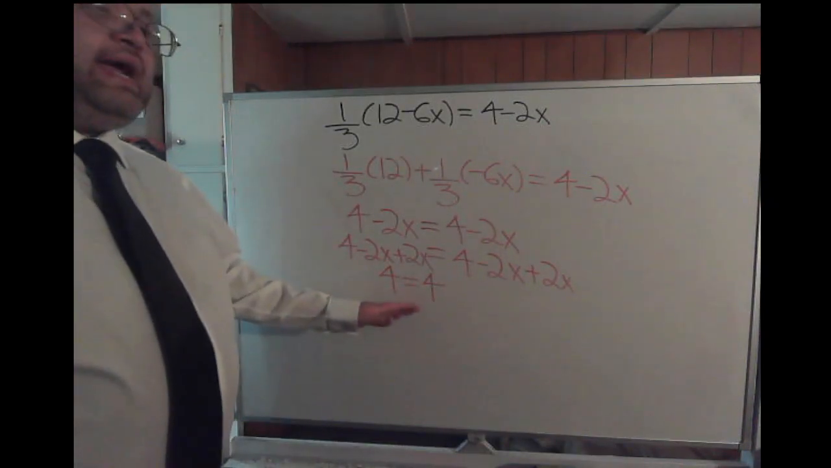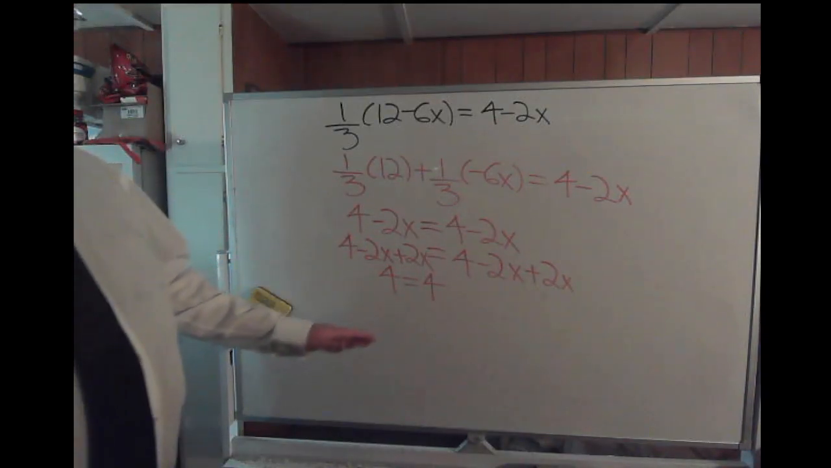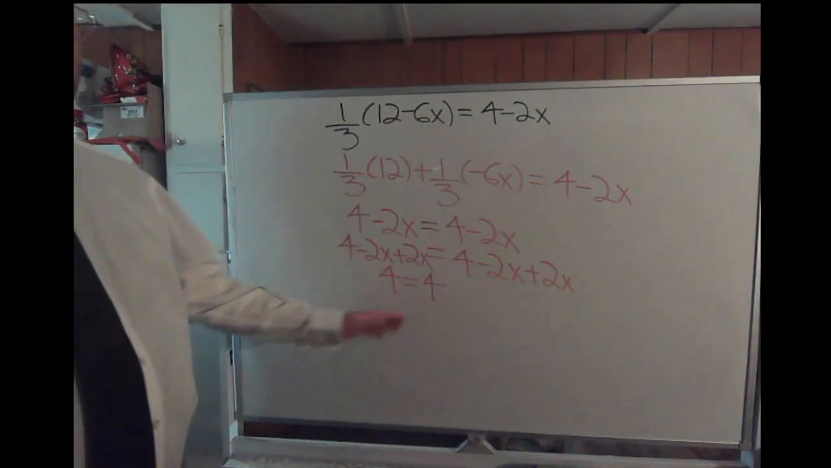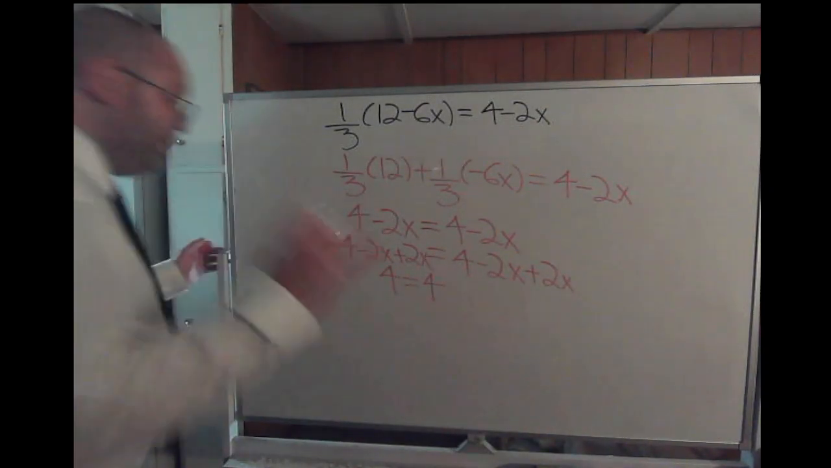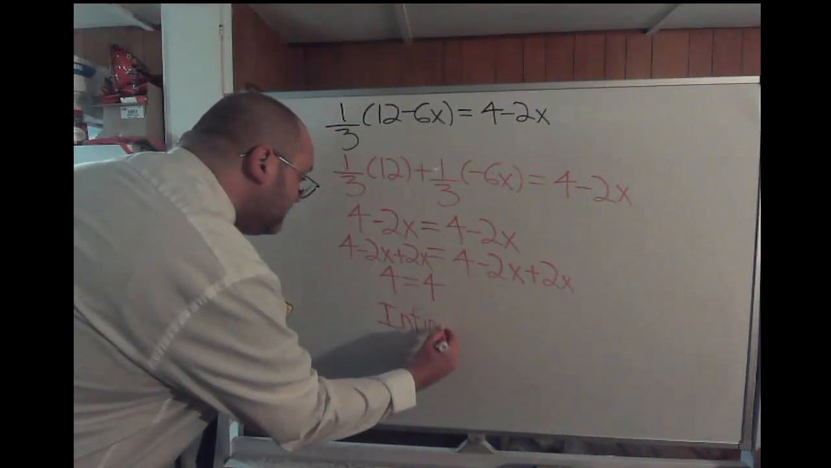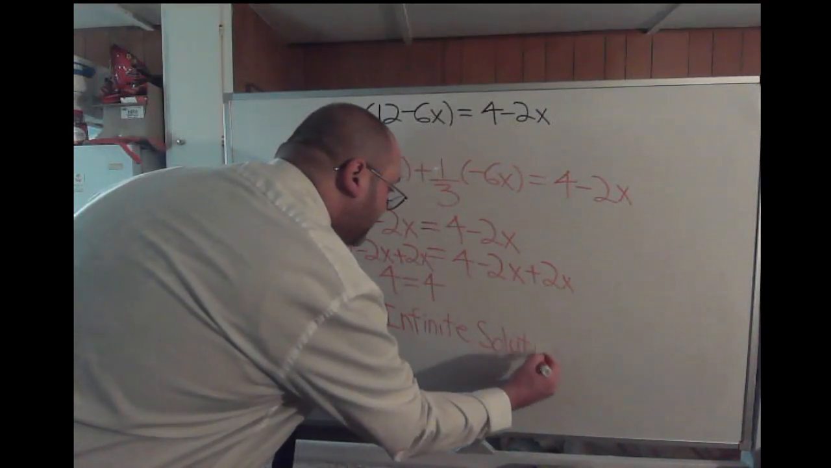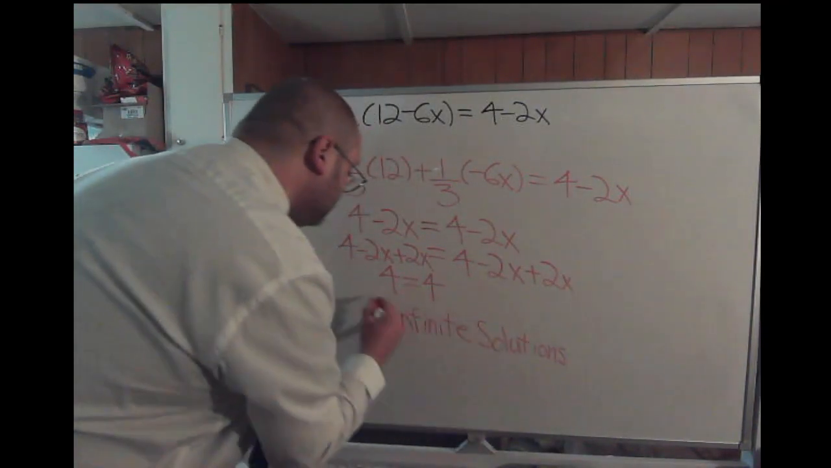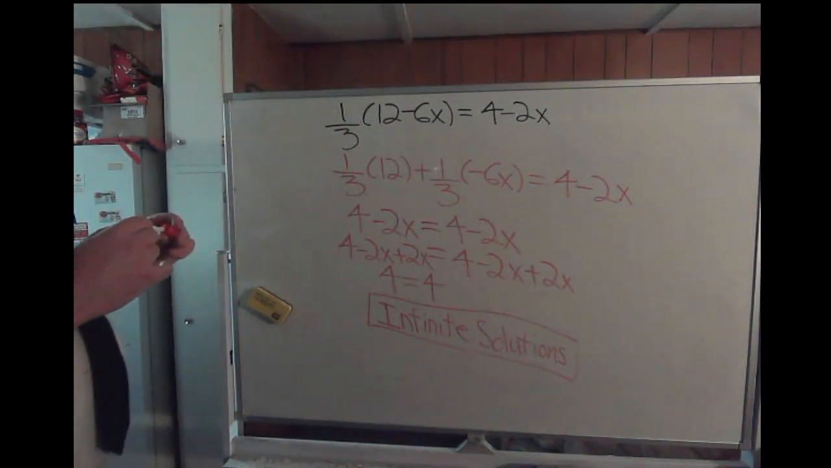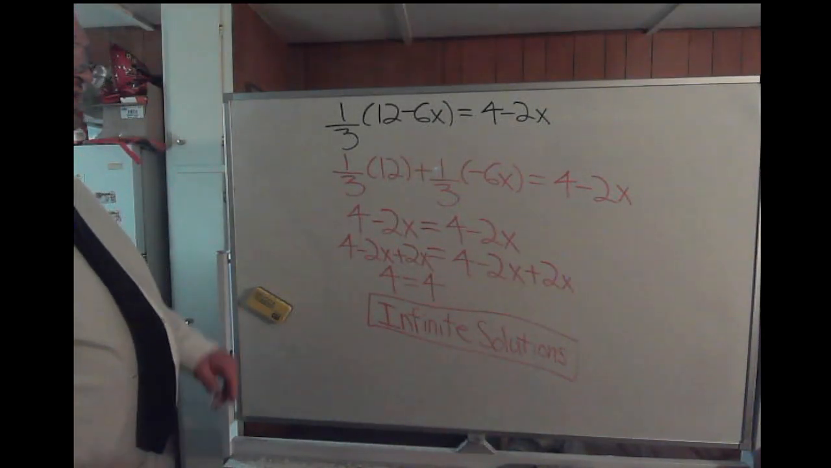Well, what happens if we get something like this, where you just simply have a true statement? You don't have a variable equaling anything. You just have a true statement, 4 equals 4. In that case, you have infinitely many solutions. X could be any value. So you could put in anything you want for X, and the left side would equal the right. So whenever you just get a true statement, you got infinite solutions.